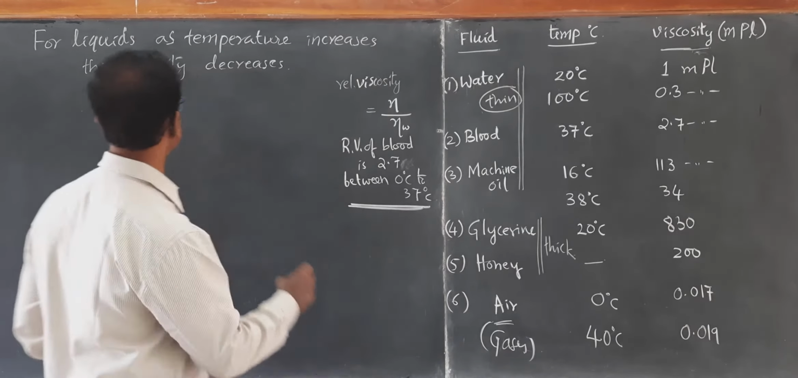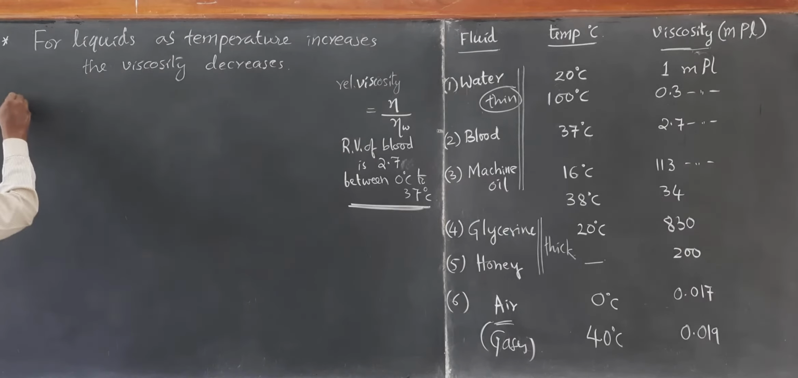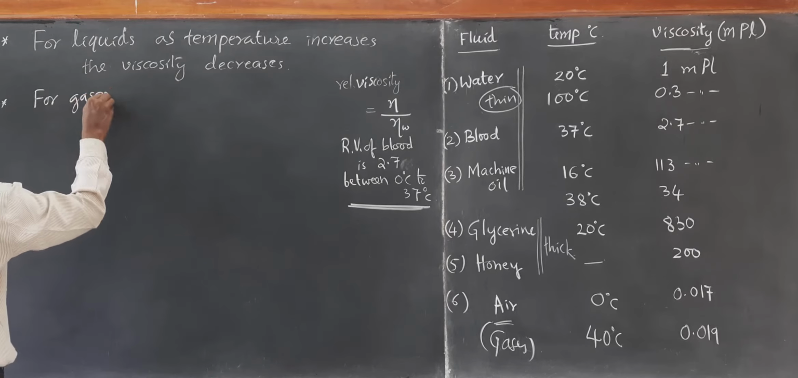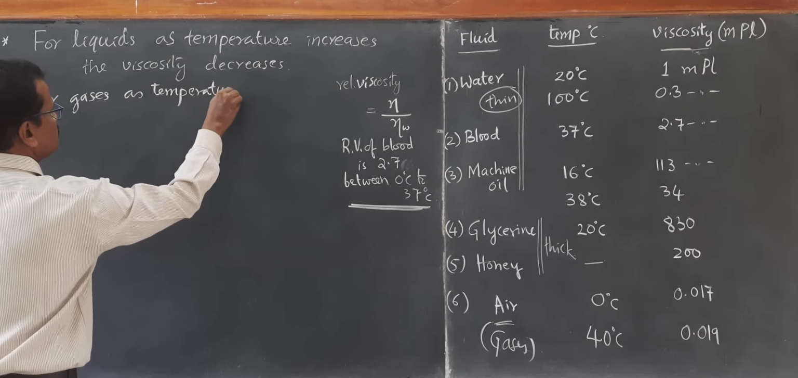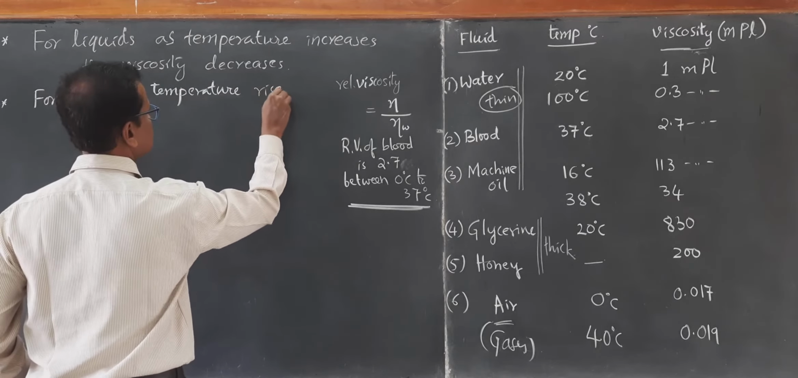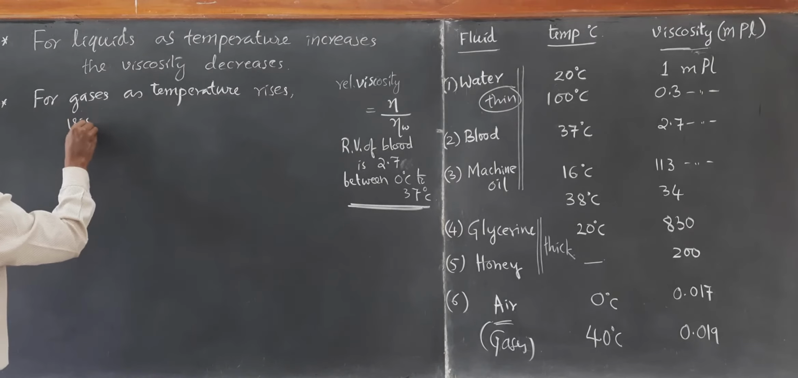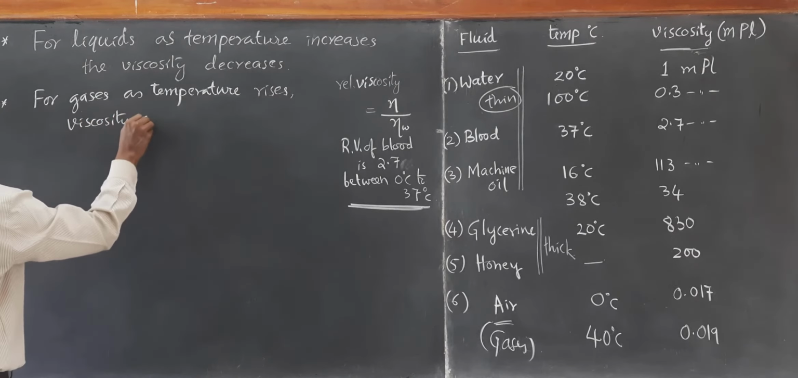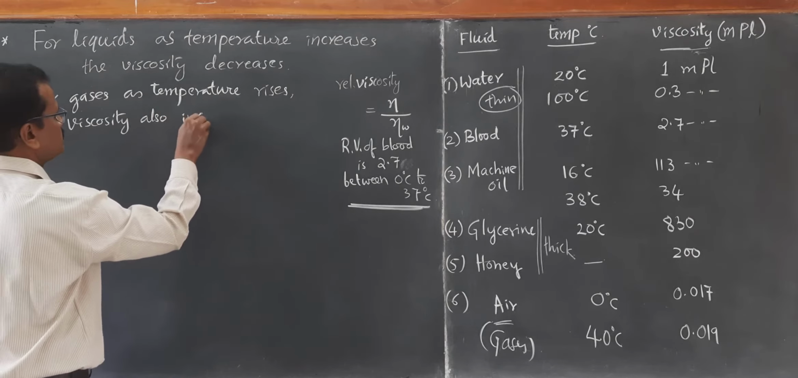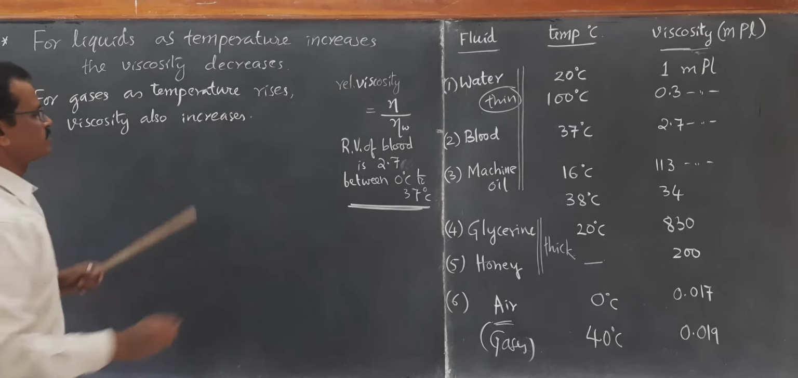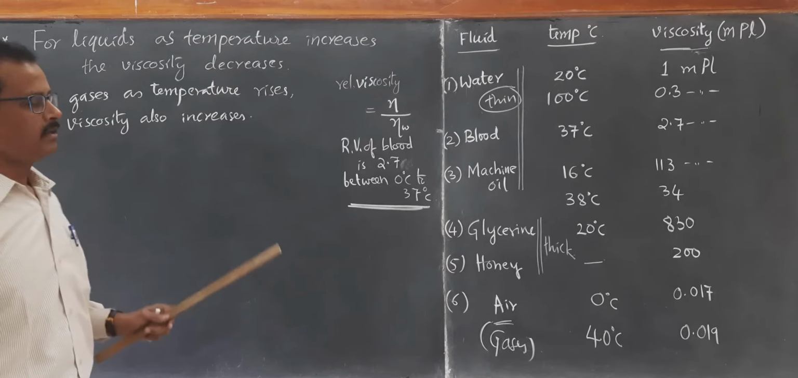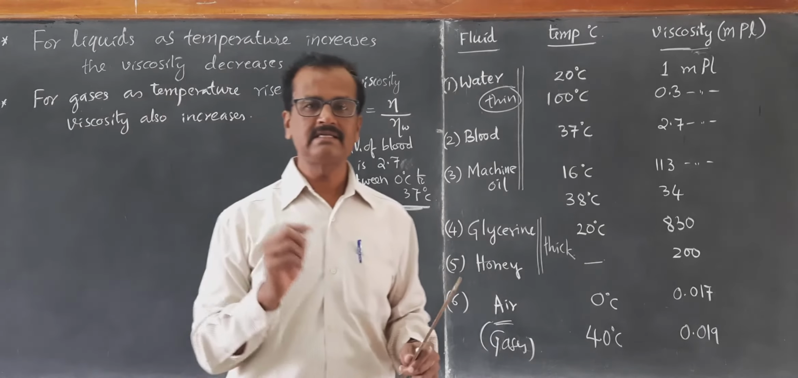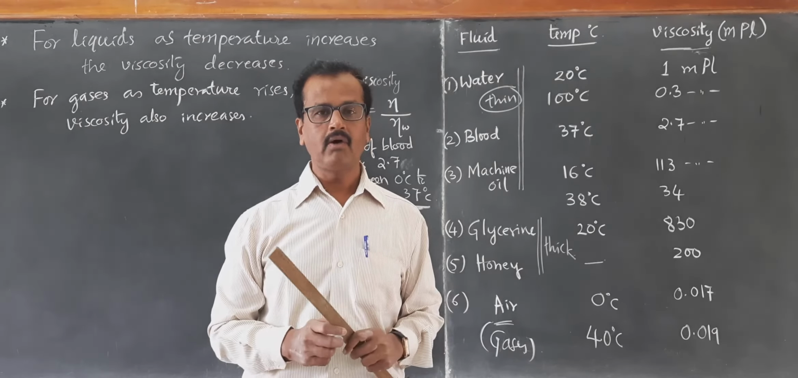This is a very interesting thing. For gases, as temperature rises, viscosity also increases. As temperature decreases, viscosity decreases. This is for gases. See, this is the difference between the property of viscosity for gases and liquids. How do you explain this?